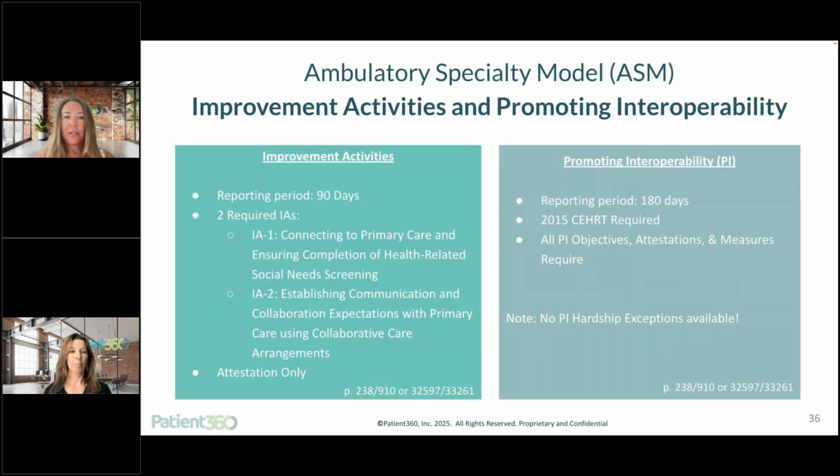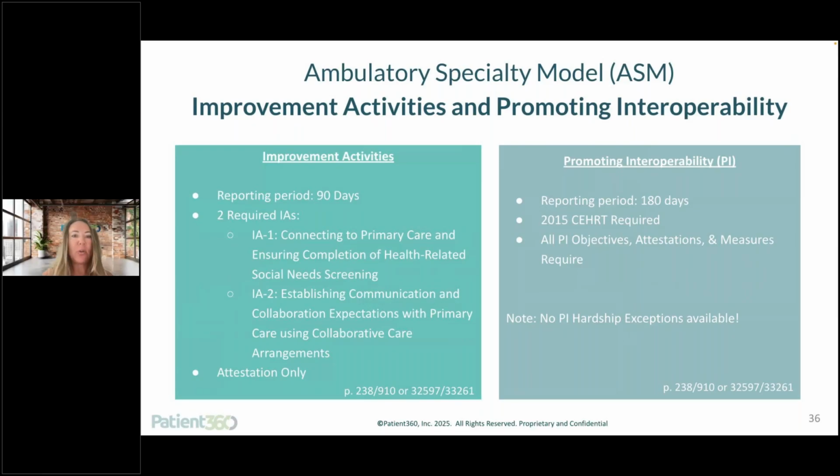Okay, so I'm going to be pretty brief with IAs and promoting interoperability in the program because, interestingly, how they're going to structure this is you're going to have to report improvement activities and promoting interoperability, but you're not going to get any points for reporting. And we're going to show you that on the next slide in a second. But essentially, if you don't report either one of these categories, which are going to be required, you're going to get a deduction from your final score. If you do report them, you don't get anything.